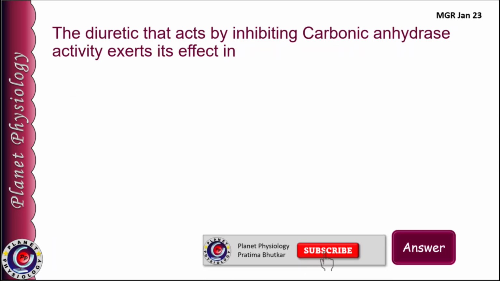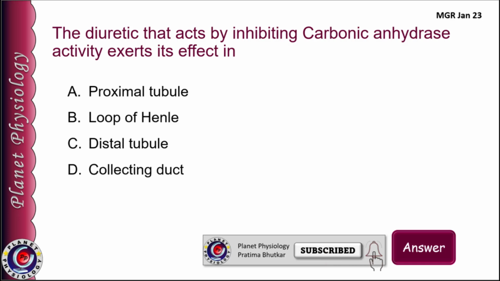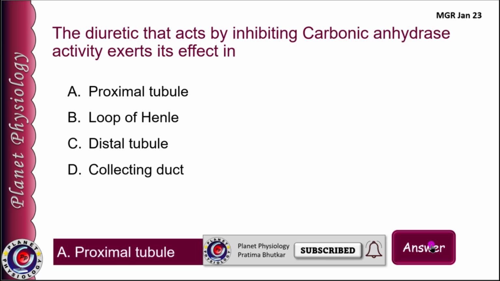Coming to the next question. The diuretic that acts by inhibiting carbonic anhydrase activity exerts its effect in A. Proximal tubule, B. Loop of Henle, C. Distal tubule and D. Collecting ducts. Yes, as we have seen just now, carbonic anhydrase inhibitor acts on proximal tubules. It decreases hydrogen secretion and thus it prevents sodium reabsorption, leading to excretion of excess of water.